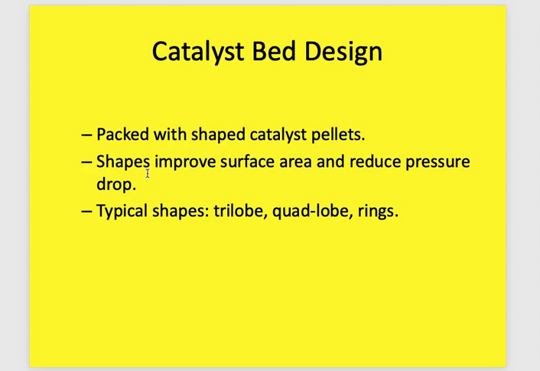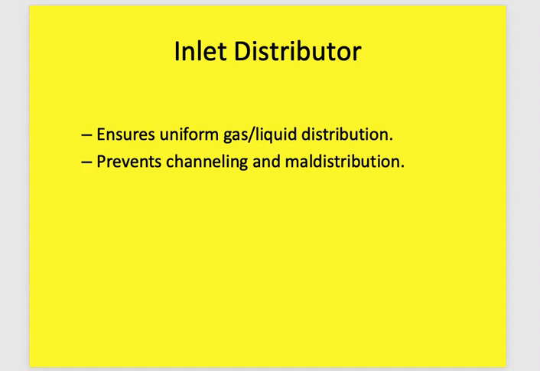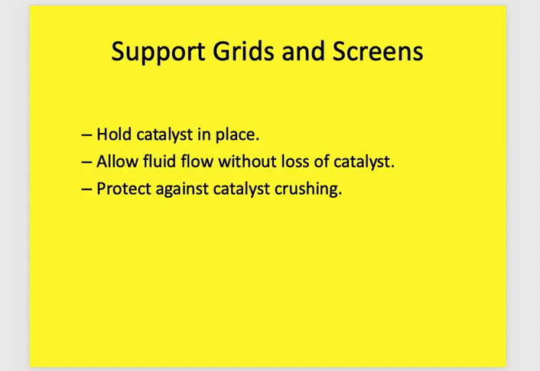So you put in your mind during the design to decrease this pressure drop by selecting the suitable shape of the catalyst related to this reactor. The flow pattern can be downflow, most hydrotreating reactors like this, or upflow in heavy fouled feed, or radial flow. Here, the inlet distributor, as we mentioned before, ensures uniform gas-liquid distribution and prevents channeling and maldistribution through the reaction steps. Okay, support grid and screen.